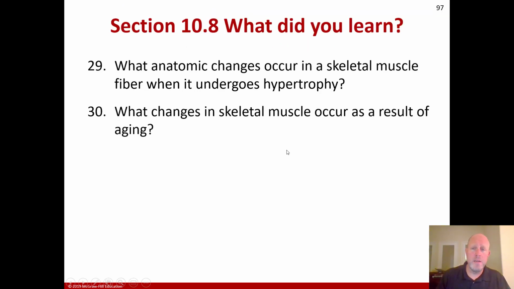So section 10.8 then, what did you learn? What anatomic changes occur in skeletal muscle when it undergoes hypertrophy, and what changes in skeletal muscle occur as a result of aging? And we'll cover our last brief section for this chapter shortly.